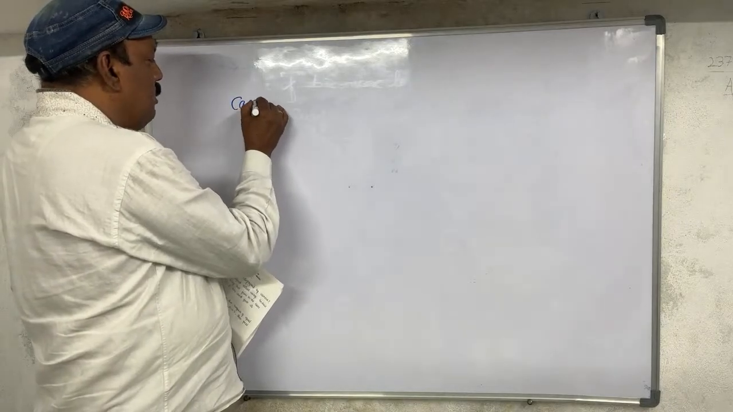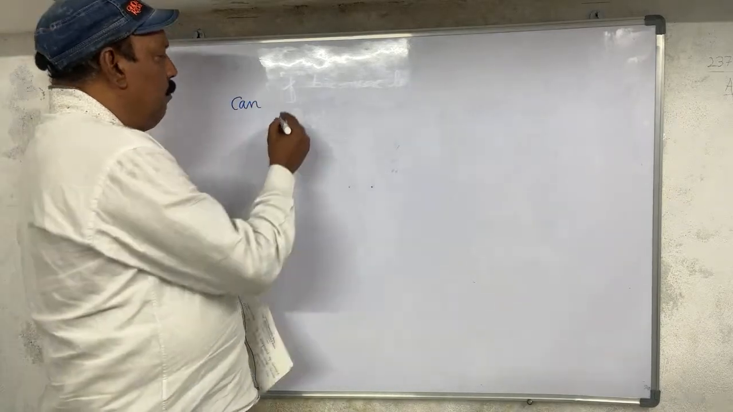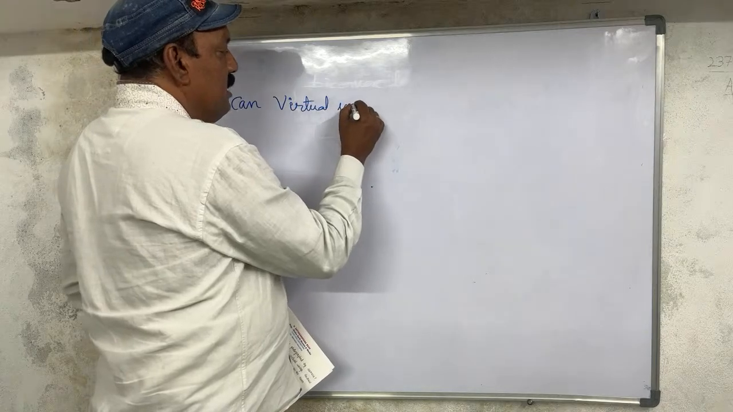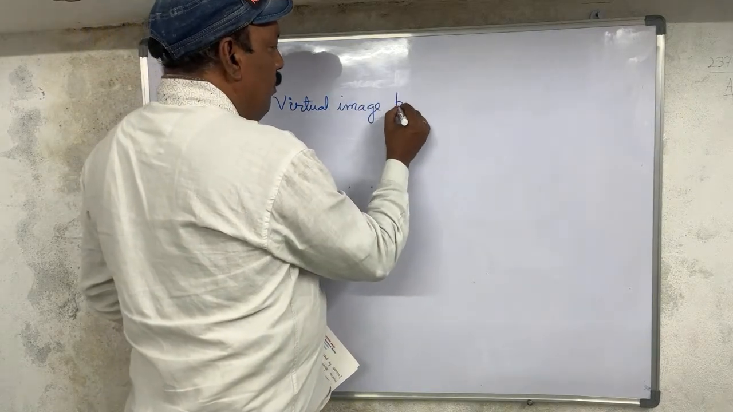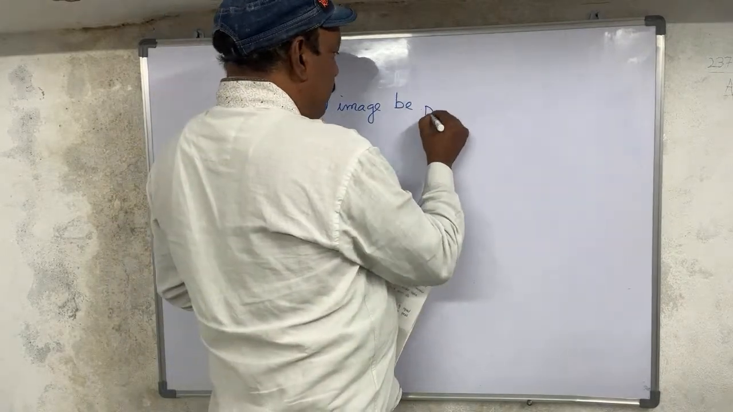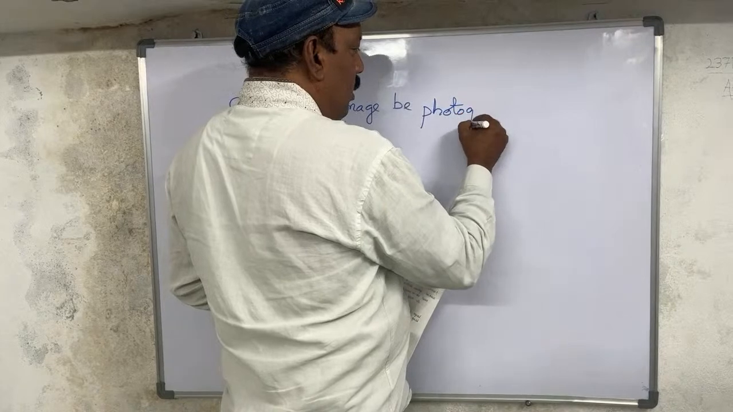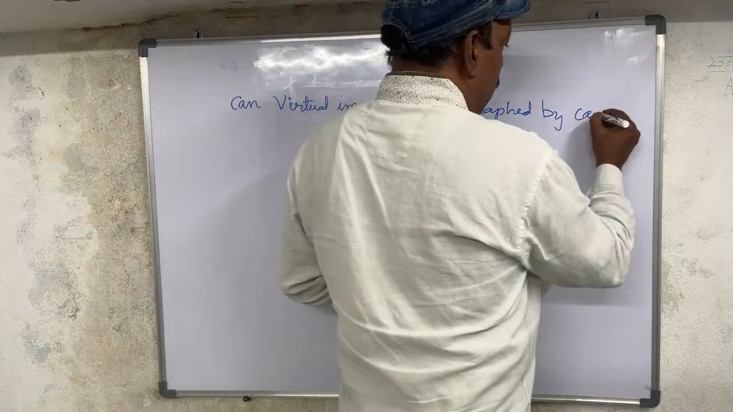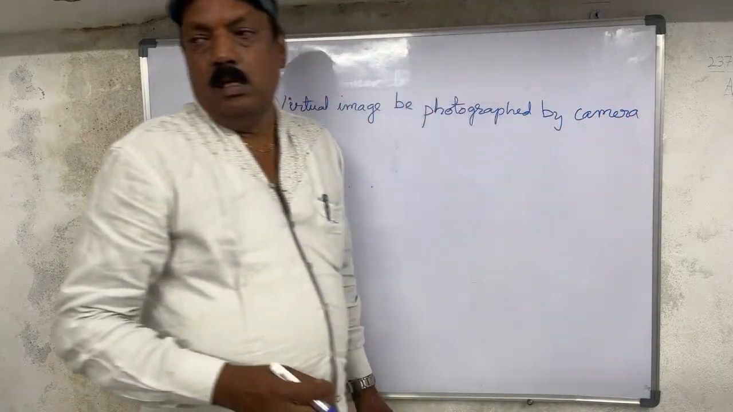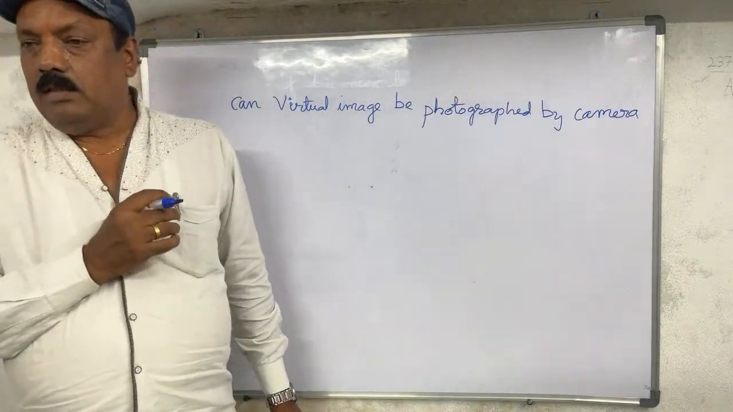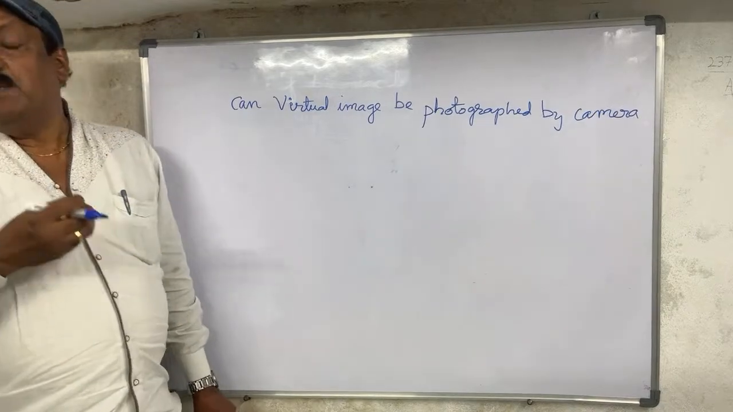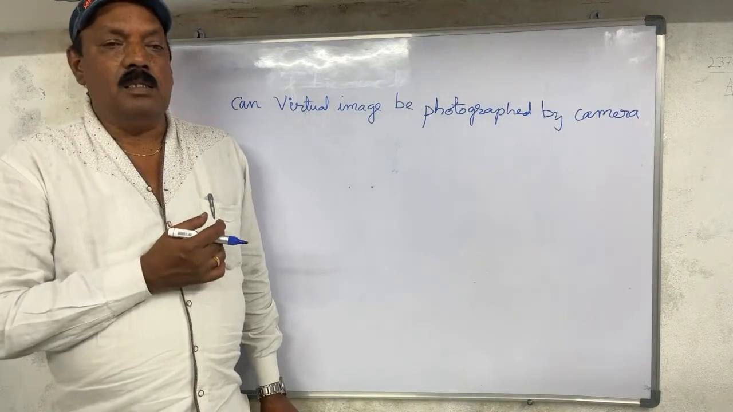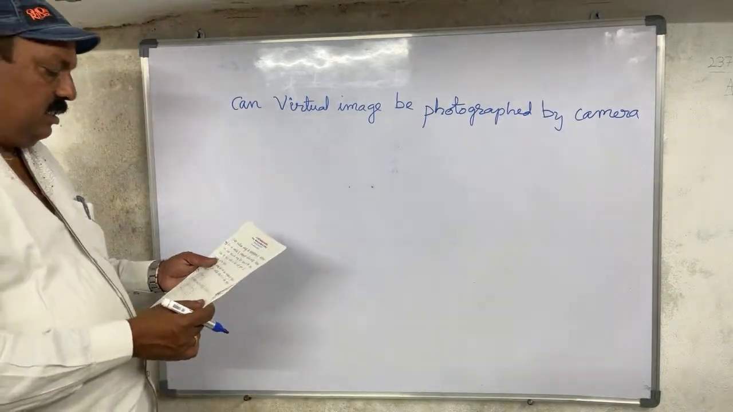Now, the next important concept is: can a virtual image be photographed by a camera? That means, can a camera take a photo of a virtual image? Is it possible to take a photo with the help of the camera of the virtual image? Then the answer is going to be yes.